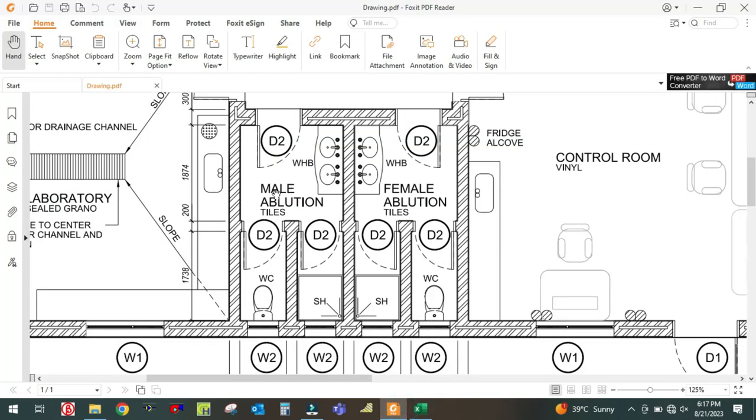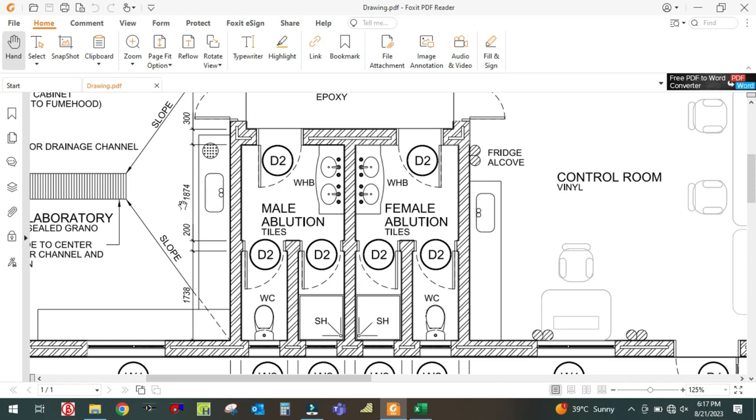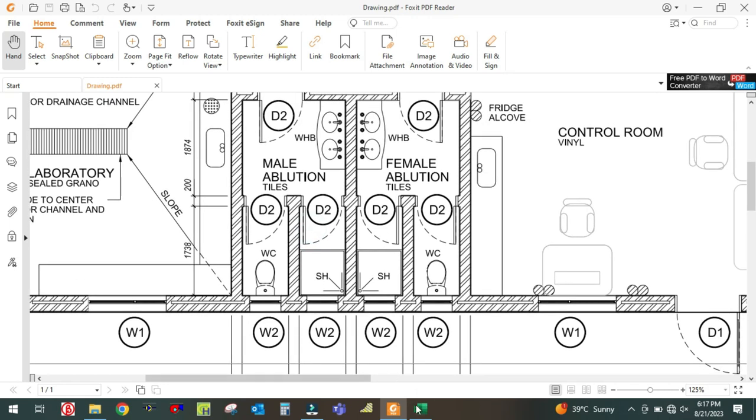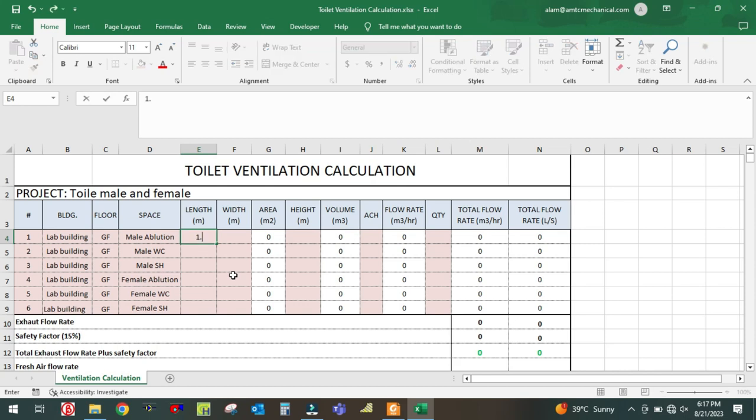For male evolution, from this drawing you can find the length and width. Length is 1.9 and width, you can see here, 0.9 plus 0.9, so 1.8. So length is 1.9 meter and width is 1.8 meter. 1.9 by 1.8, so the area is calculated automatically by this Excel, because I have applied formulas. I just multiply here in Excel. And height, simply enter the height here.